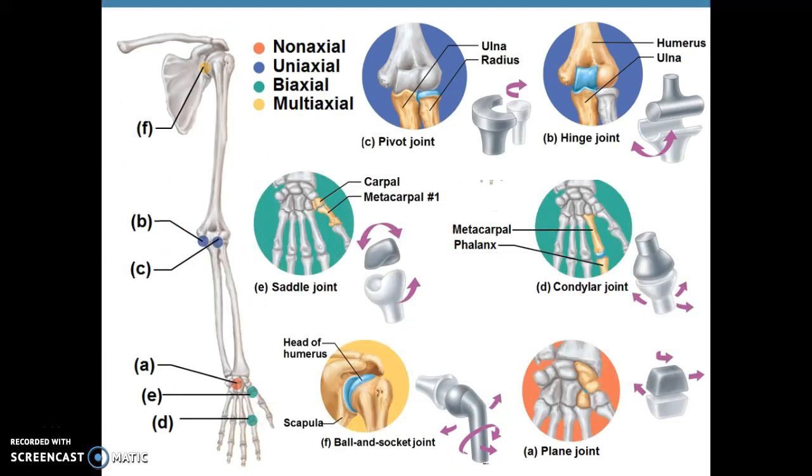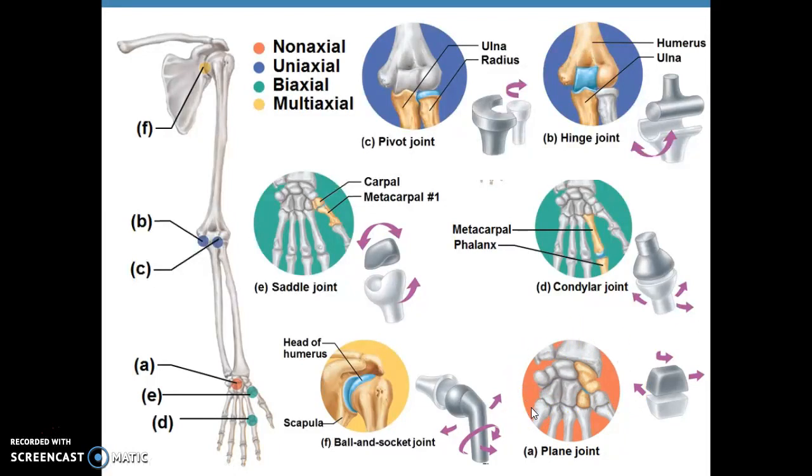So let's look at the different types of synovial joints. There are several, and the way that we think about them is usually by what kind of movement it is. So this one right here is called a plane joint. You can see down here in the bottom right.